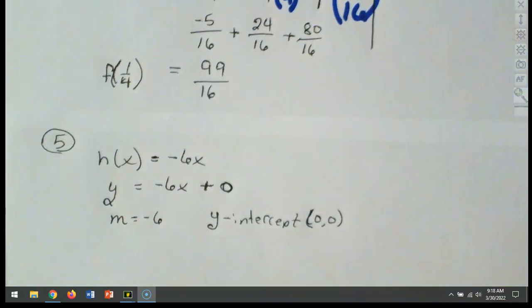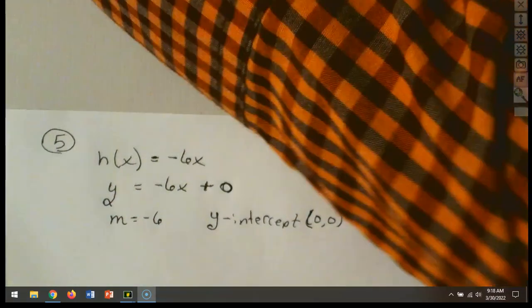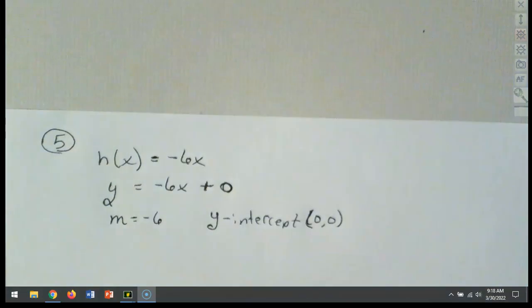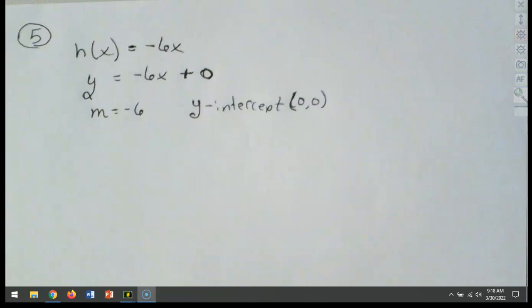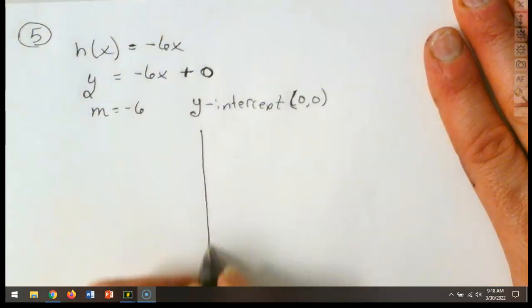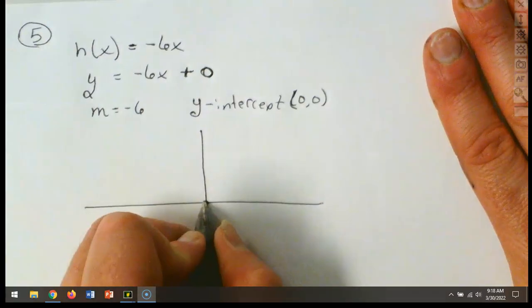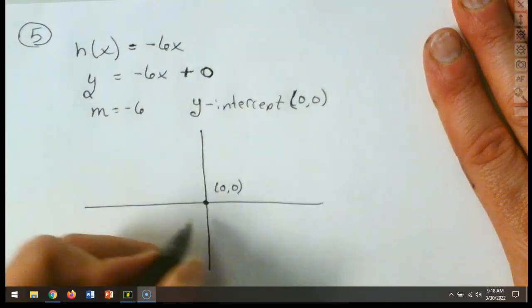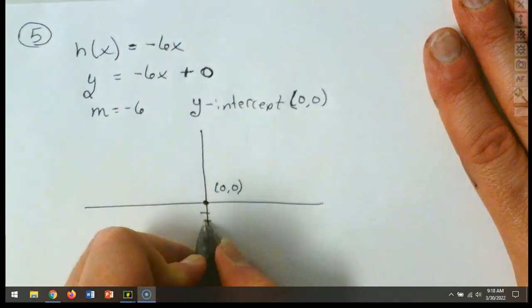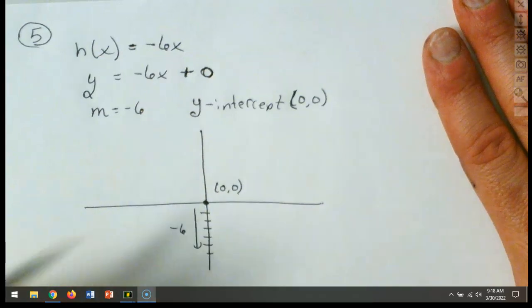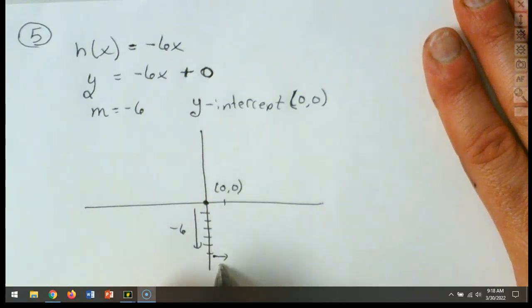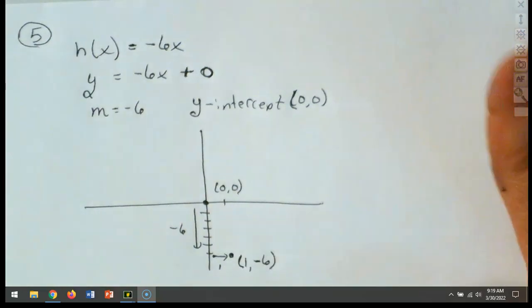Now we can graph it. We do not have to check any of the regions because this is an equation, not an inequality. So all we have to do is graph it. We're going to start at that 0, 0 right here. And then we're going to go down 6 units, and then over 1 unit. And so that would be approximately 1 comma negative 6. Connect them together.